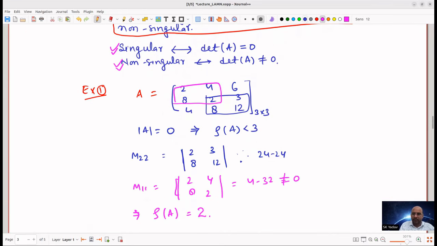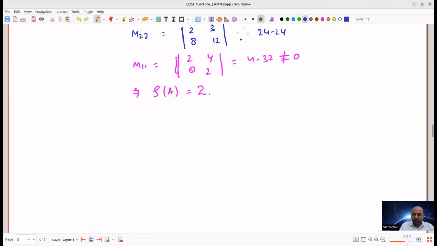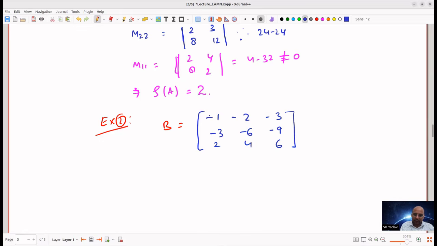So you can easily understand this is a very lengthy process. We have to check every submatrix of 2 cross 2 and then det of A also to find out rank of matrix. For example, here is another one, example number 2. B is equal to a given matrix: 1, 2, 3, 3, 6, 9, and the third row is 2, 4, 6. So you can verify det of B is equal to 0. This implies rank of B is less than 3. Now rank can be 2 or 1.